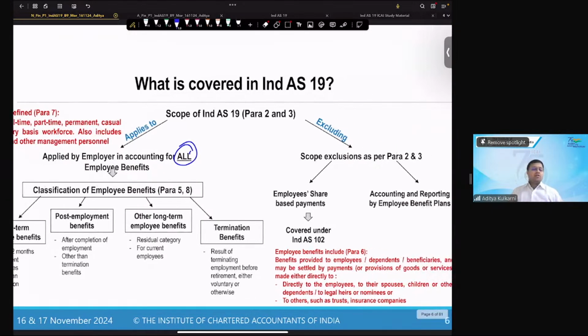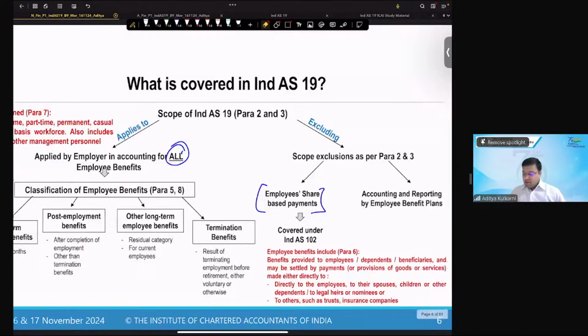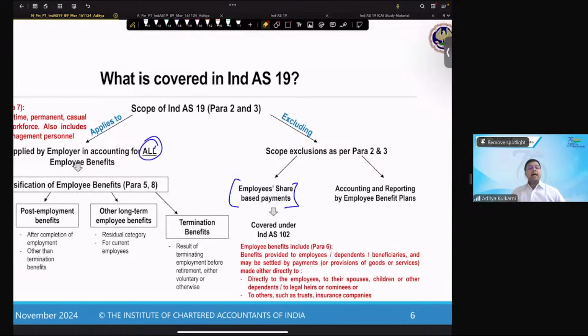Now, what is excluded? The standard which we have just now covered, which I told you there also that there will be a linkage. Share-based payments are not covered here. Why? Because we have just finished that. So I will not be teaching that all over again because that's over. It's a part of Ind AS 102. It will not be covered. Coming to the other one, accounting and reporting by employee benefit plans. What is employee benefit plans? We will see that.